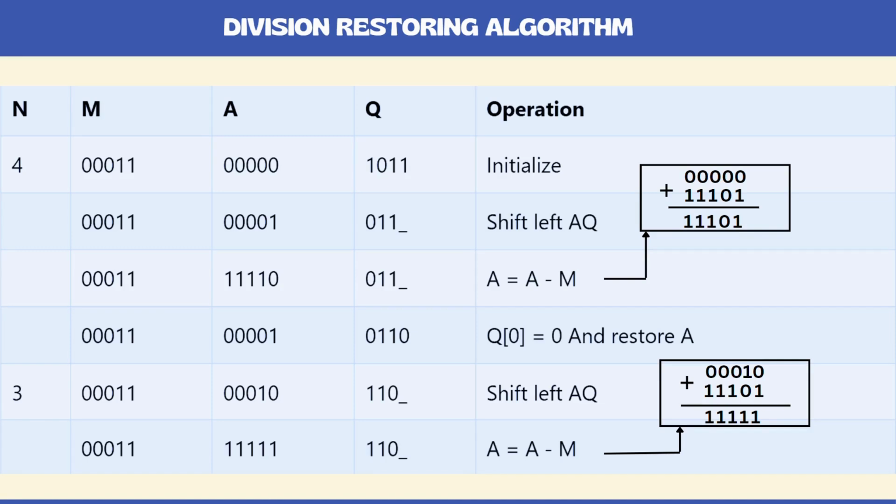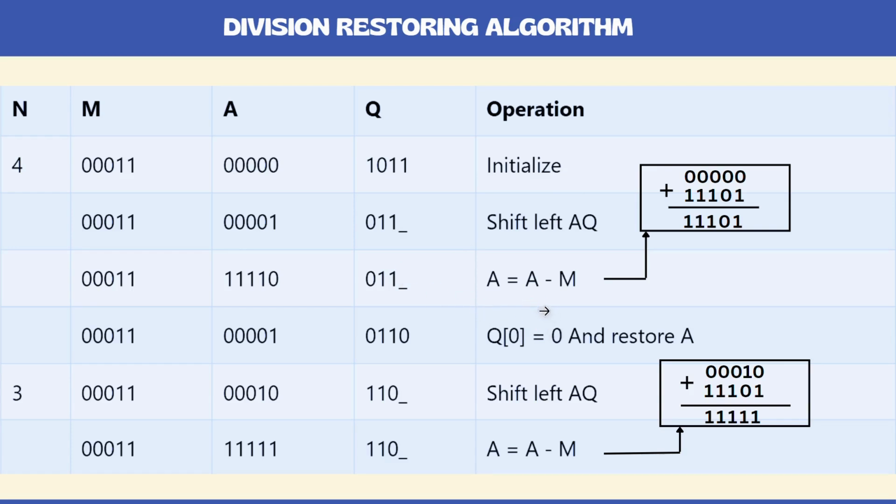First, we have initialized the values of the variables. The next step is to shift left A and Q. Here we will shift one bit at a time toward the left side. Hence, a vacancy is created at the LSB of Q. Next, we will perform the operation A equals A minus M.